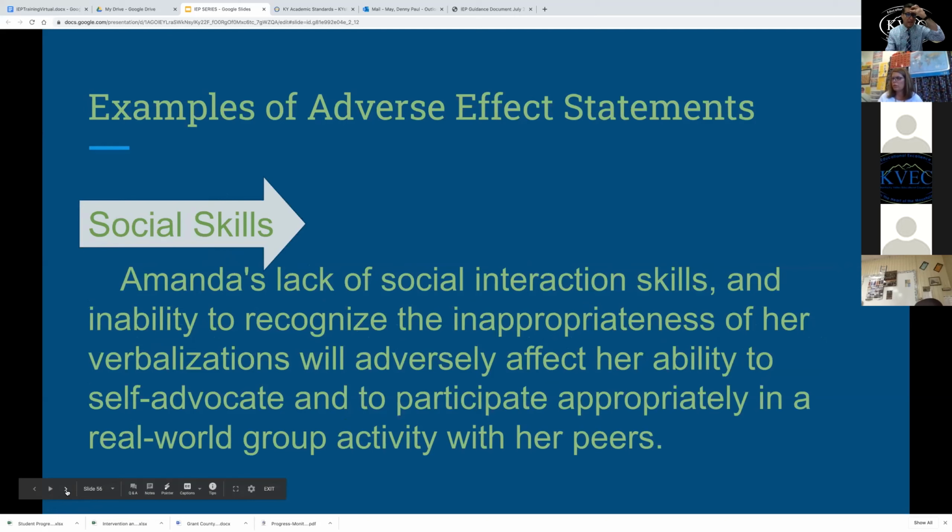Social skills. Amanda's lack of social interaction skills and her ability to recognize the inappropriateness of her verbalizations will adversely affect her ability to self-advocate and to participate appropriately in a real-world group activity with her peers. I can add another one to this. You've all had students that do not understand proximity, and they get up in your space. And so those types of things, that's what we'd be talking about: how their disability and their deficits are impacting their performance to a degree that they're not going to be able to do what they need to do to function at a level that they need to function. That's why they need an IEP.